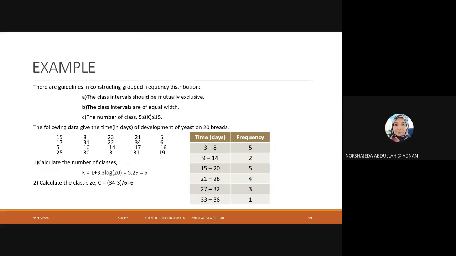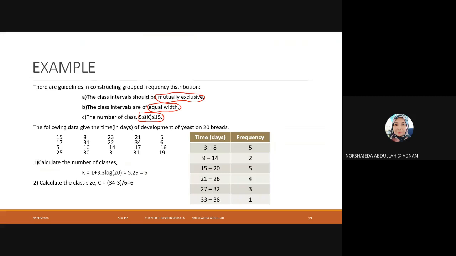So this is the guideline. Class intervals should be mutually exclusive. And then the class intervals are of equal width. Mutually exclusive, equal width, and the number of classes should be 5 to 15, that is okay. Less than 5 is too few, more than 15 is too many.